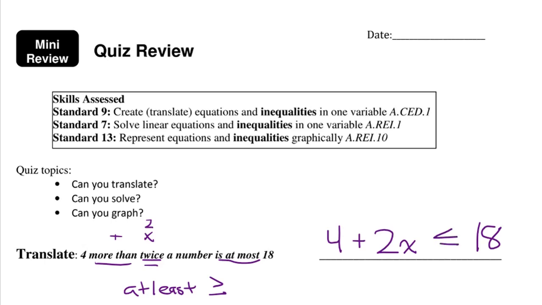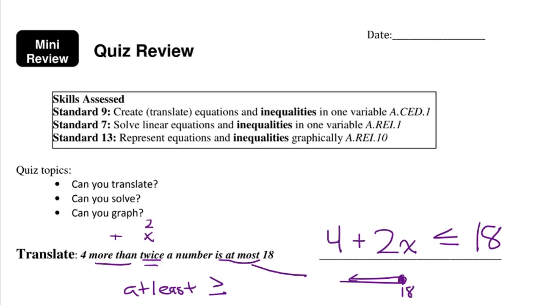Another way to think of that is the most it could be is 18. So it's 18 or less, if that makes sense. So this is my correctly translated inequality. 4 more than twice a number is at most 18.